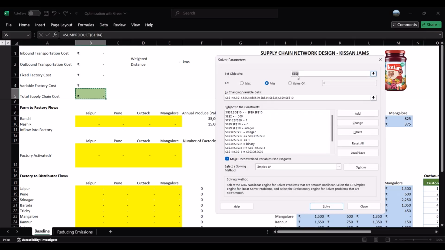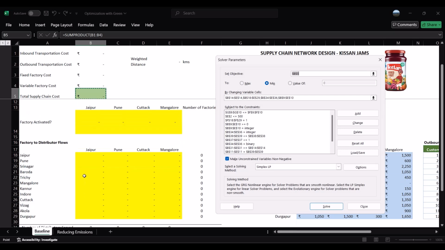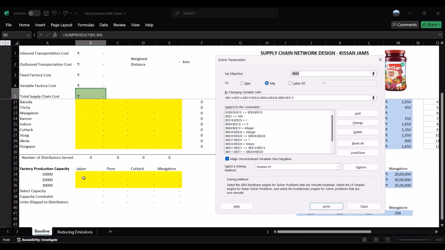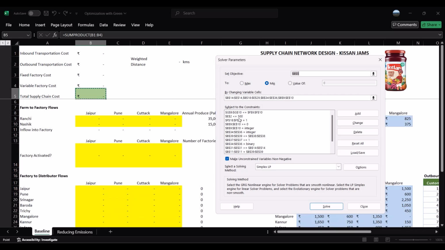We first have to set the objective function, which is our total supply chain cost, and we are minimizing it. So we'll set that. Subsequently, how we'll derive that is by changing the yellow shaded cells, which are our decision variable cells. So which is the farm to factory flows, whether the factory is activated or not, the factory to distributor flows, the factory production capacity, and so on. So these are our variable cells, and the constraints are very important.